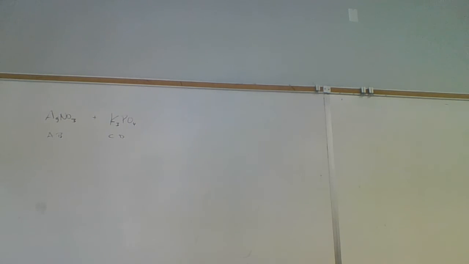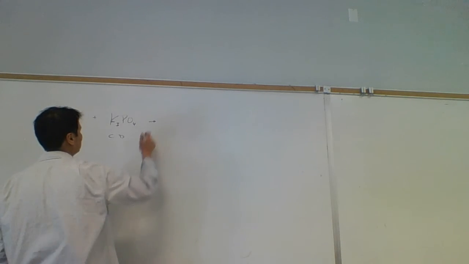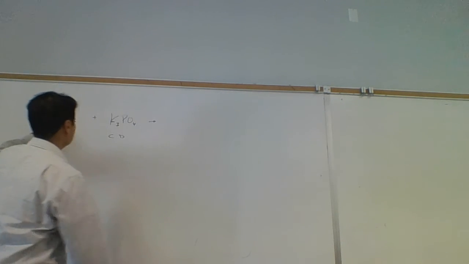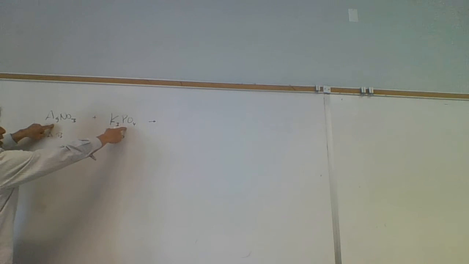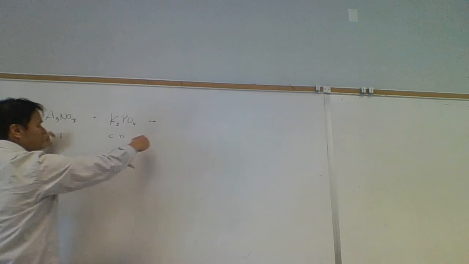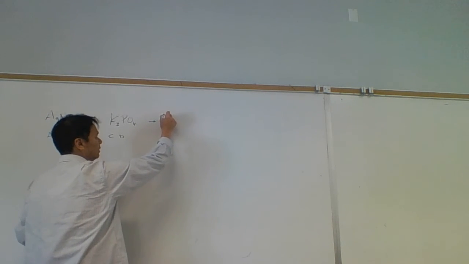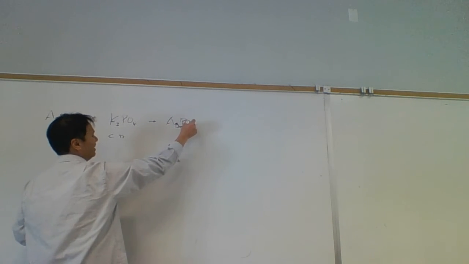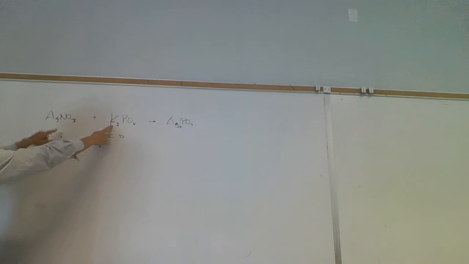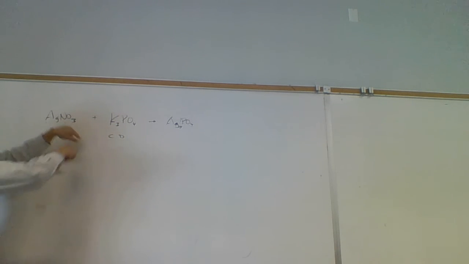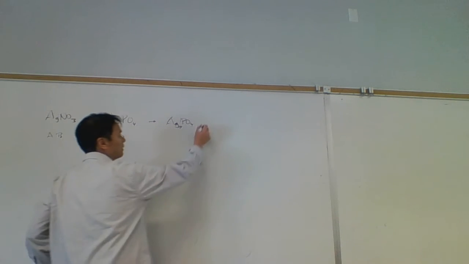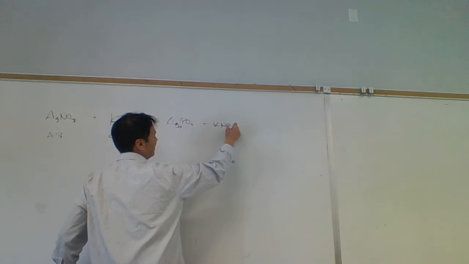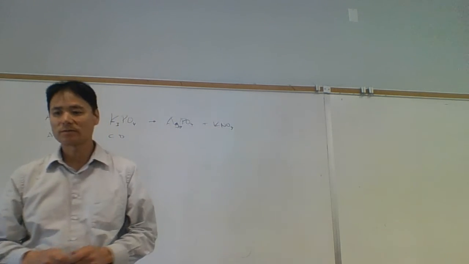The AB plus CD type pattern, we're going to form, well, this is silver and phosphate, so it's going to form silver phosphate. Silver phosphate has a formula. And then we're going to have potassium with nitrate. Potassium nitrate is KNO3. So that would be our silver phosphate and potassium nitrate.